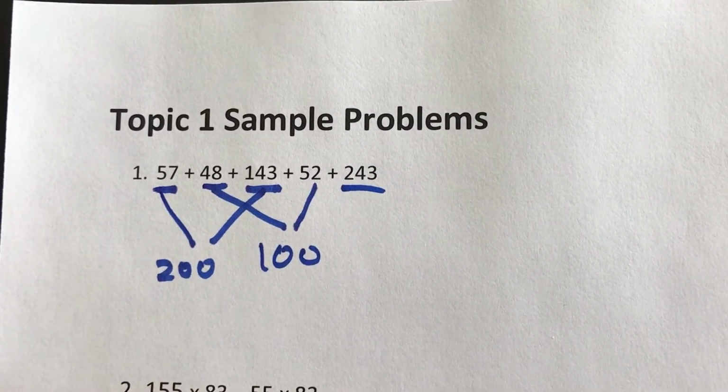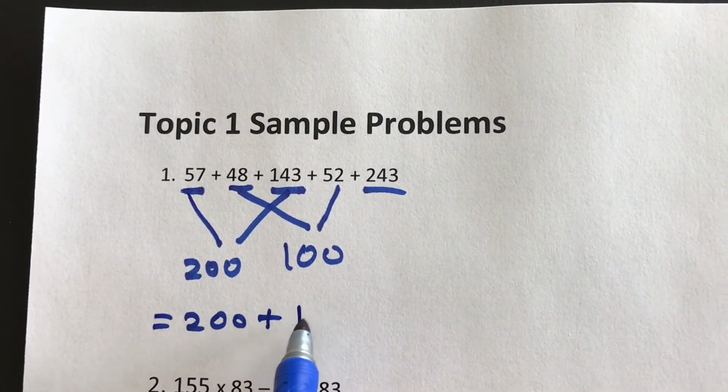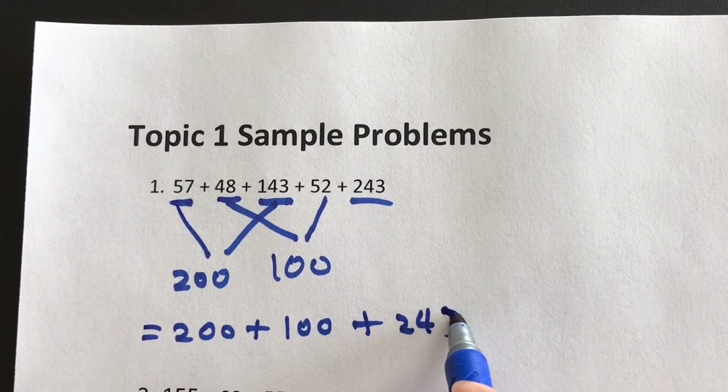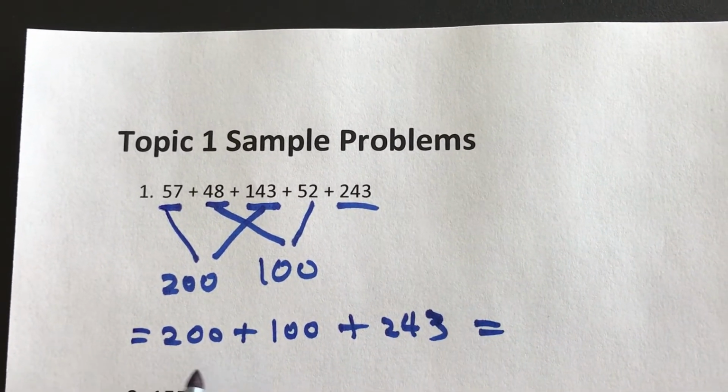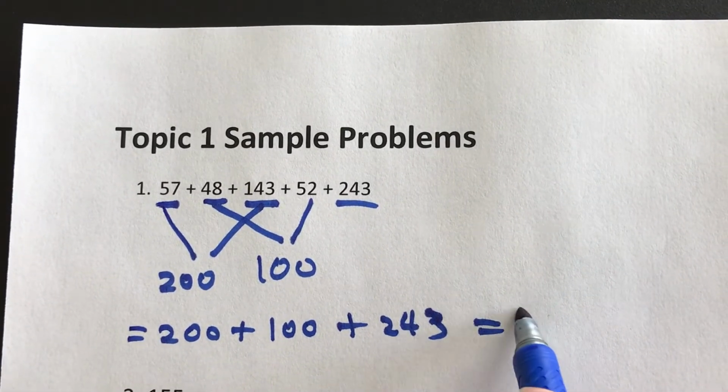And the only number left is 243. So if we carry this out, it's 200 plus 100, and the remaining 243. So total will be very easy. 200, 300, and 400, 500, 543.